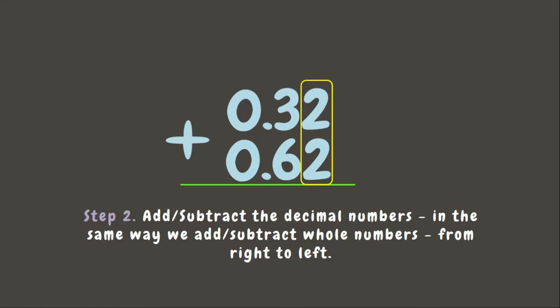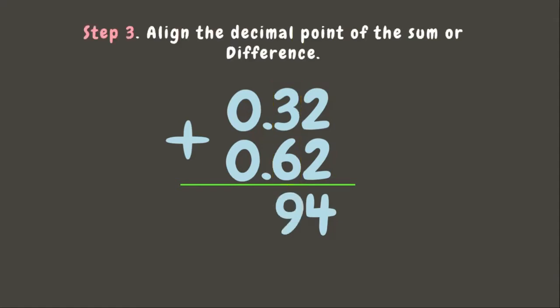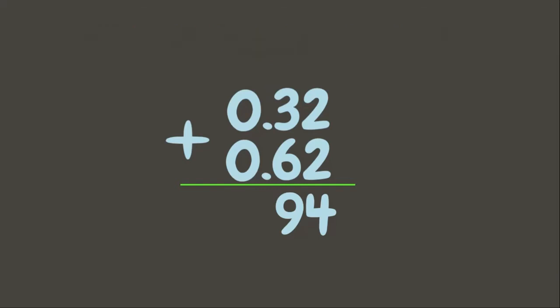Now let us add. 2 plus 2 is 4. 3 plus 6 is 9. And then, we need to align the decimal point of the sum or the difference from the decimal points above. There. And then, 0 plus 0 is 0. Our answer is 94 hundredths.